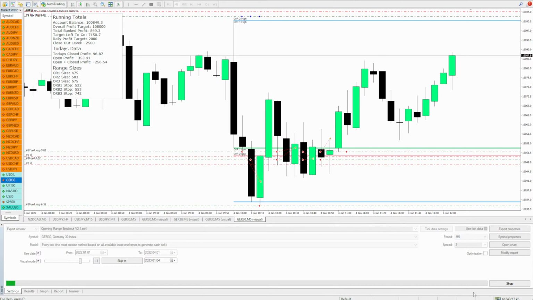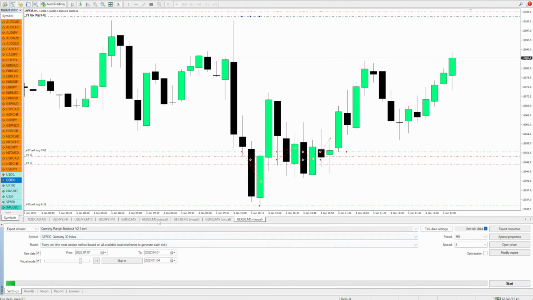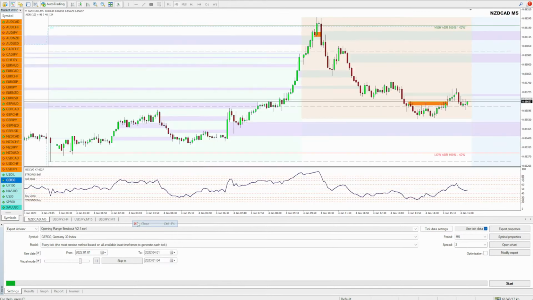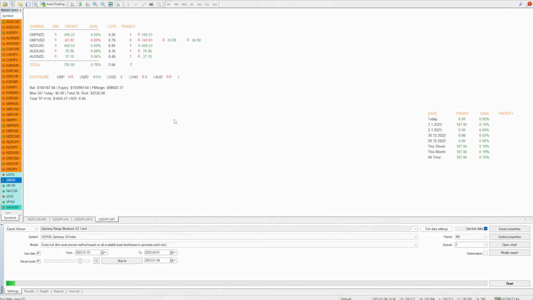But I can publish both versions. It's not a problem. People have to take accountability for themselves. You've got to be able to go into the strategy tester and test stuff. Right, I'm going to have to leave it there.